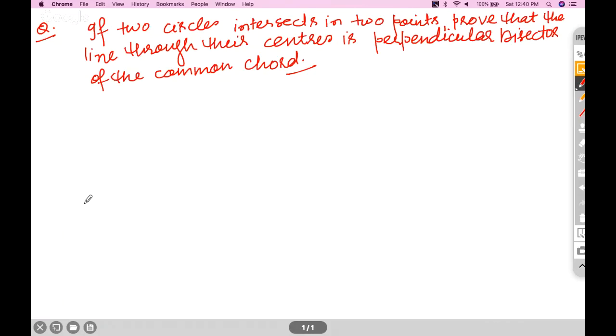P plus C is equal to A plus C plus B. So P is equal to A plus... Okay. Sanjana has done it.